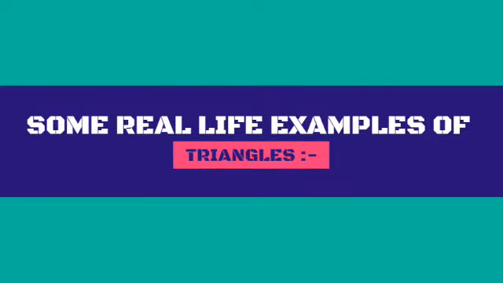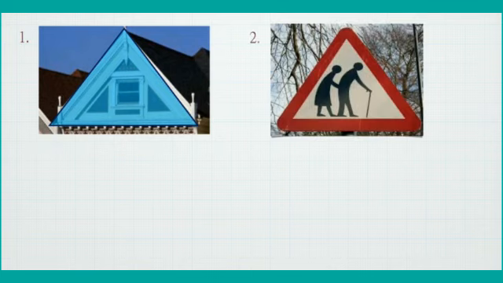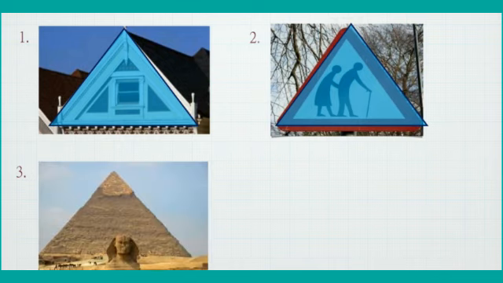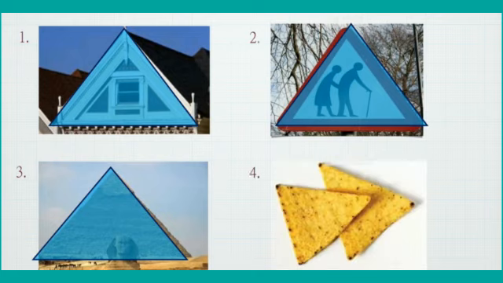Now let's see some real life examples of triangles. The first picture is the roof of the house, which is in the form of a triangle. The second picture is the signboard, which we often see at the edges of the road. It is also in the form of a triangle only. And like this, there are many real life examples which we often see in our daily life. Like the third one, which is a pyramid, and it's the front view of the pyramid, so it's also in the shape of a triangle only. And the last one, which is nachos, are also in the shape of triangles.